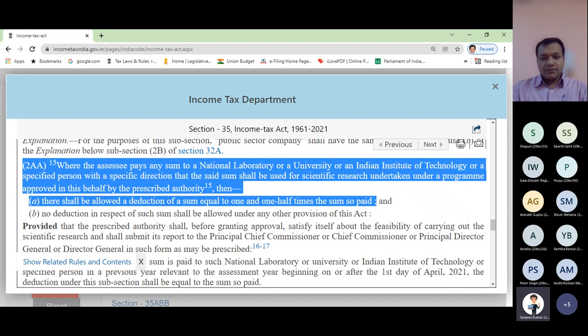So if any person is paying any amount for this scientific research to a national laboratory or university or IIT, then he is allowed to show this expenditure in the P&L account by multiplying the paid amount by 1.5.